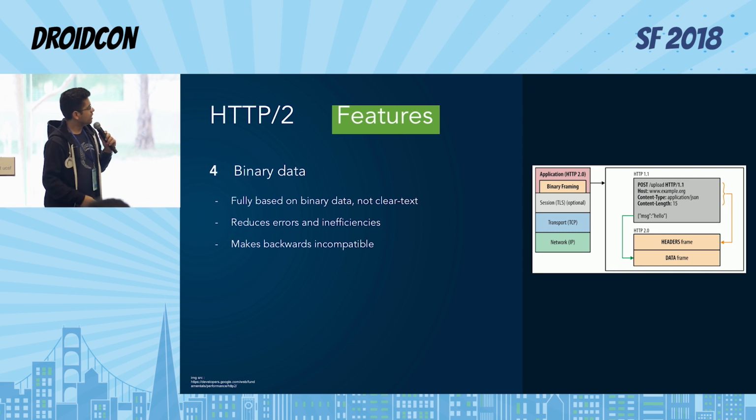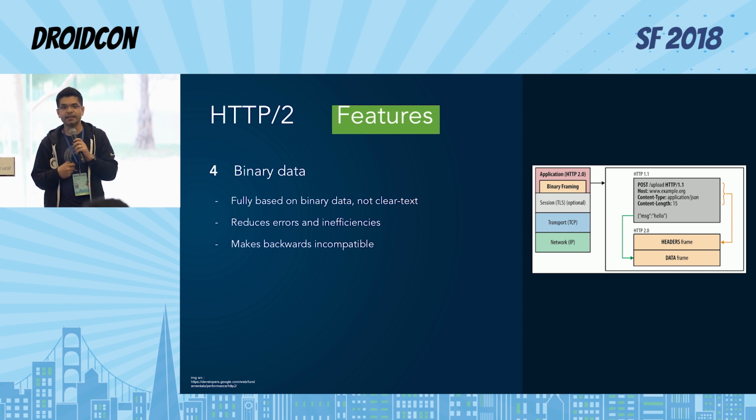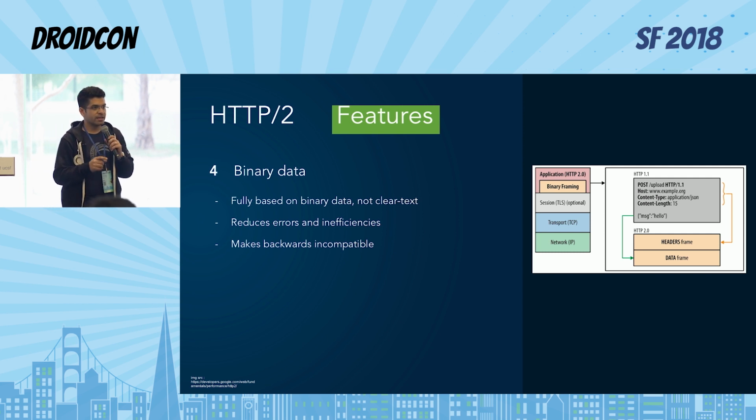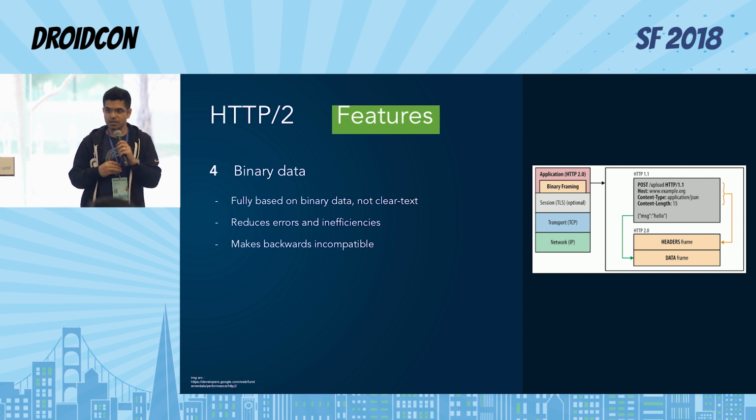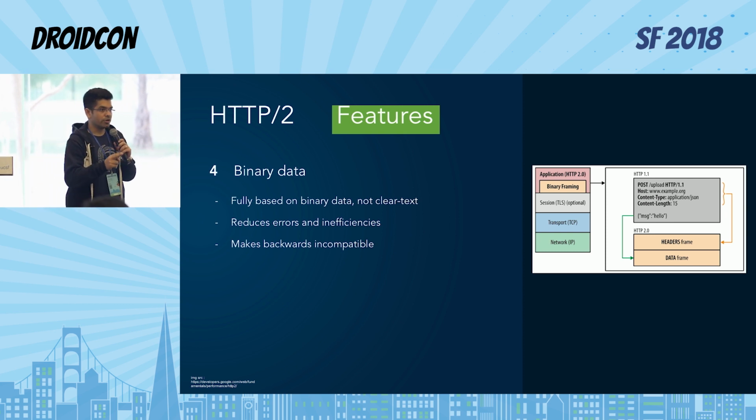This is one of the biggest features of HTTP2, where everything is binary. The headers and the body, everything is binary and not clear text. This is one of the things that makes HTTP2 backward incompatible. This is why it is called HTTP 2.0 and not HTTP 1.2.